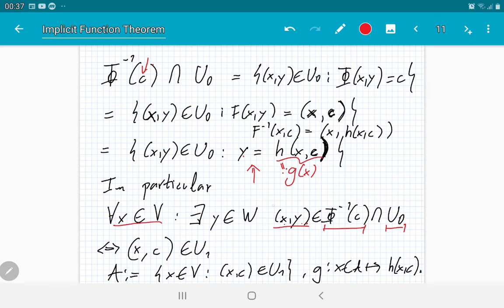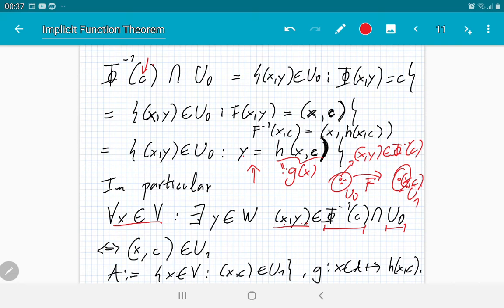Therefore, that can only happen if x and c, remember that u0 is mapped to u1. So I'm arguing that if I have a pair x, y here in phi minus 1 of c, it must be that x, c is in here. And vice versa. If x, c is in here, it's because it's the image of somebody here. That's just using the fact that capital F is a diffeomorphism. So everybody here must have an image here, and vice versa. Okay, so now I'm basically done.